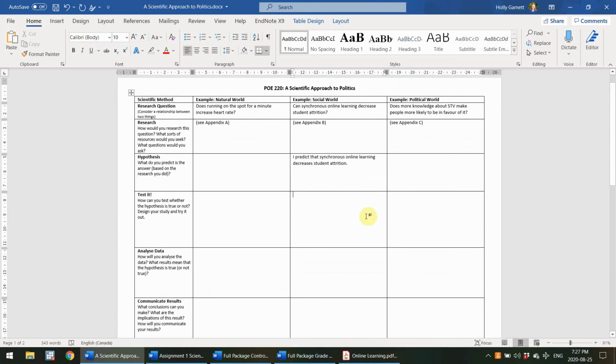Okay, so the second thing is, how could I test it? Well, maybe I could test it by doing an experiment. Let's say we could even do one in this class. We're not going to actually do it, but I could divide you up into two groups. I would have one group that would have synchronous learning, and one group would have asynchronous.